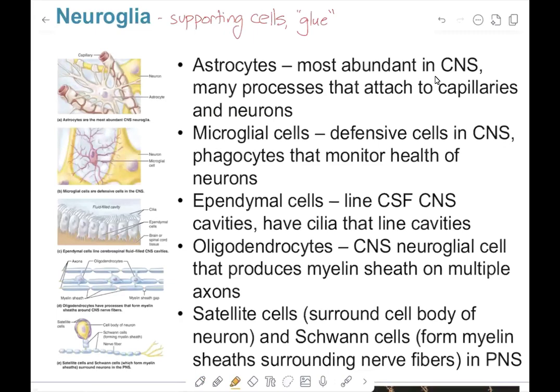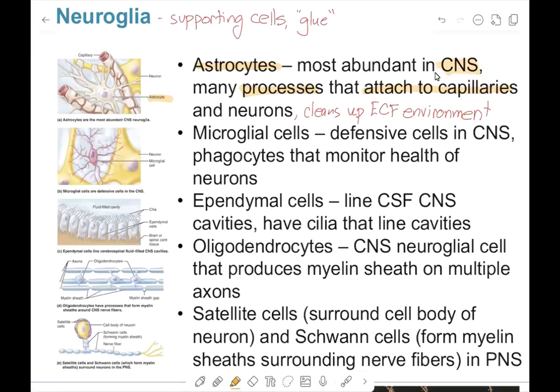The first one is called an astrocyte, which we see in this first diagram. It's the most abundant in the central nervous system. It has many processes that attach to capillaries and neurons. I like to think of it like the janitor of the central nervous system. So it cleans up the extracellular fluid environment. So let's say that there are neurotransmitters that have leaked out into the ECF. The astrocytes will clean those up in the central nervous system.